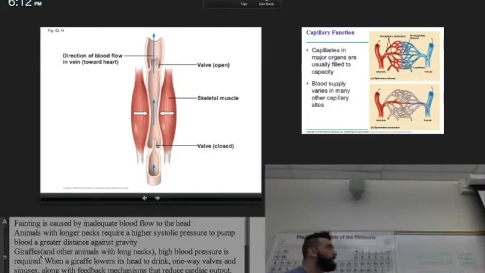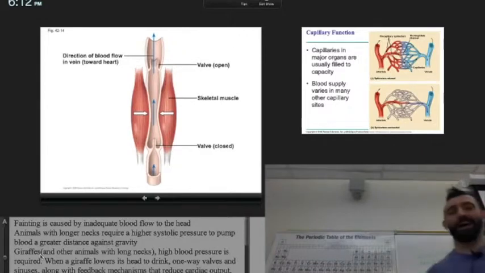Okay, so then your book kind of hilariously talks about fainting as an adaptive trait, which it kind of is. It kind of makes sense. Well, in some cases it's an adaptive trait. So the idea is your brain, if it's not getting enough oxygen, right?